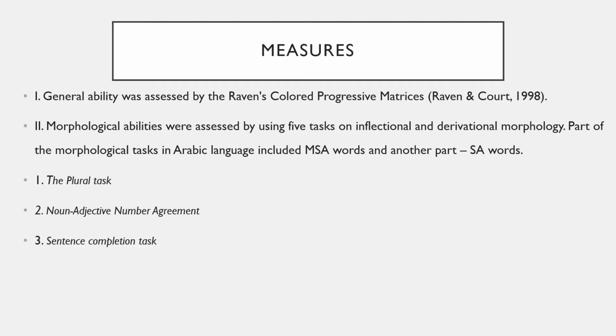The third task is the sentence completion task. In this task, we based it on the Ravid and Sheets 2009 study, and it tests the ability to derive the activity from the agent form. The child was given a sentence like, this is a teacher, what does the teacher do? And with an expected response such as, the teacher explains, or the teacher writes on a board.